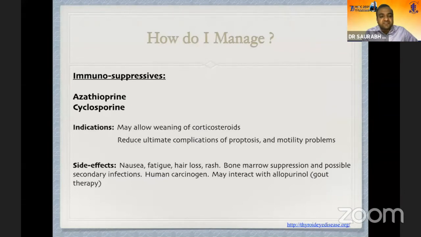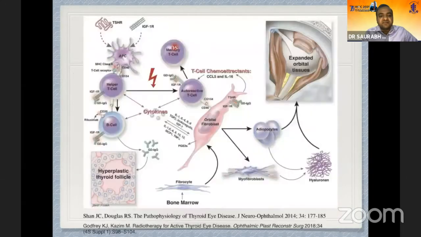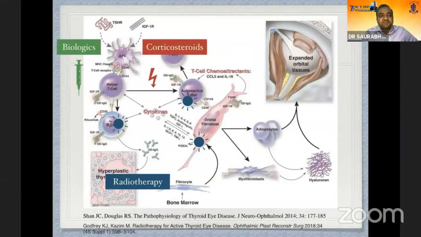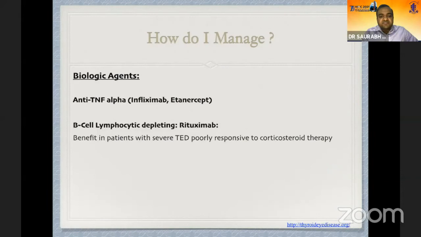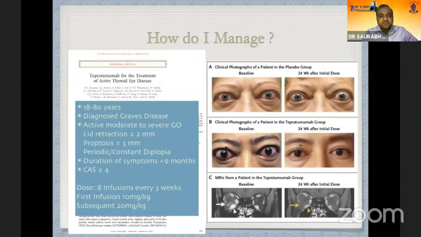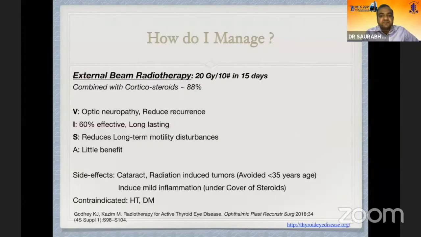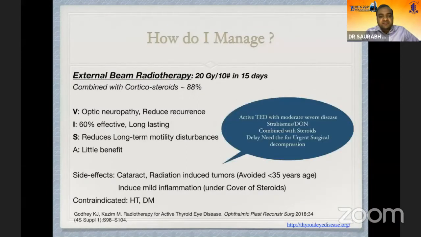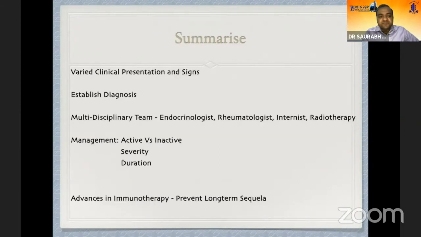Another treatment aspect is the immunosuppressives and the biologics, and this is how we treat patients now. It should be treated early in the course of the disease itself. These are the biologic agents: infliximab, etanercept, and rituximab, which can be used, and the recently added one is teprotumumab. Radiotherapy has a limited role, especially in patients who are not responding to corticosteroids in moderate to severe disease. It has been shown to decrease strabismus and long-term motility disturbances in these patients.